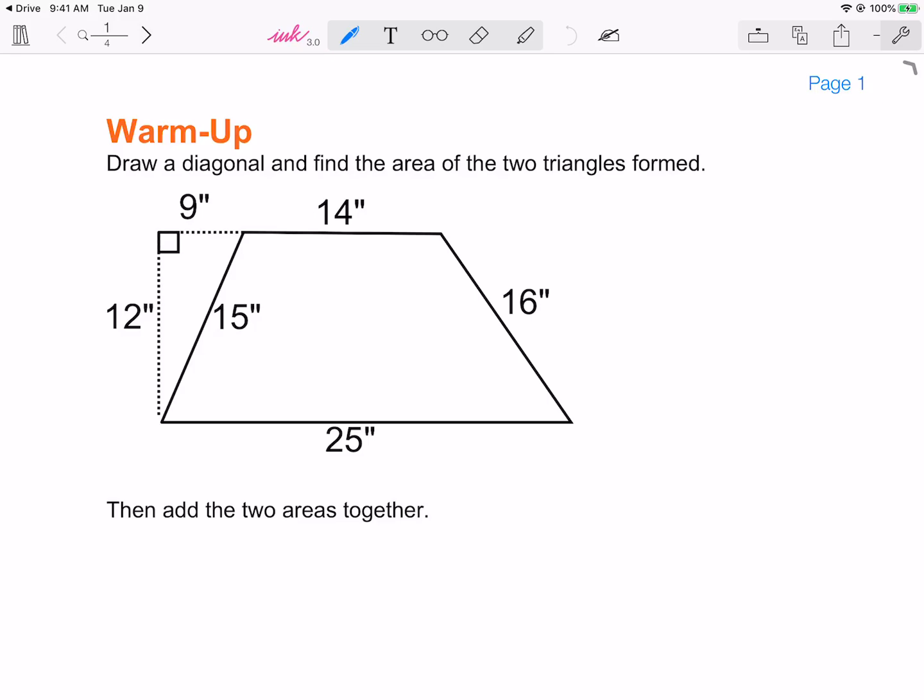Today we're going to talk about how to find the area of a trapezoid. But before I show you anything, I would like for you to pause the video and try to answer this question.